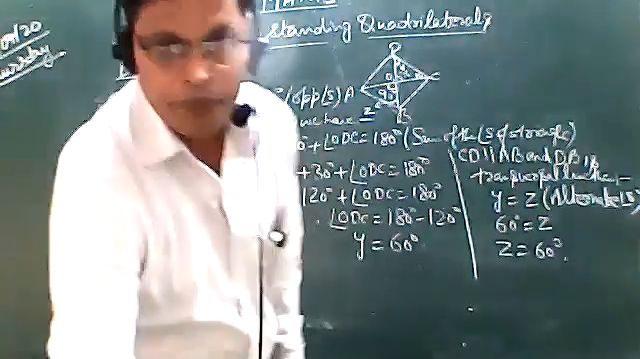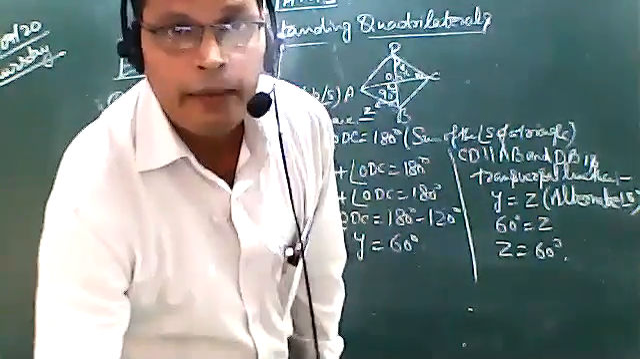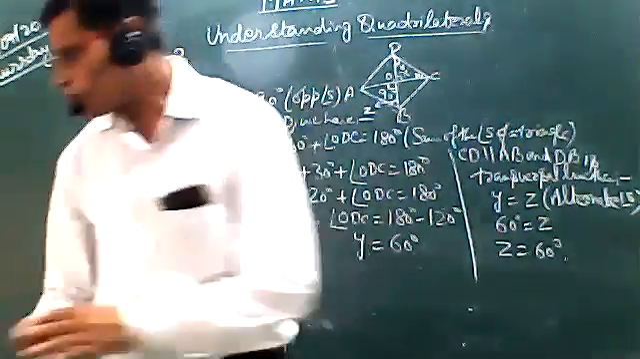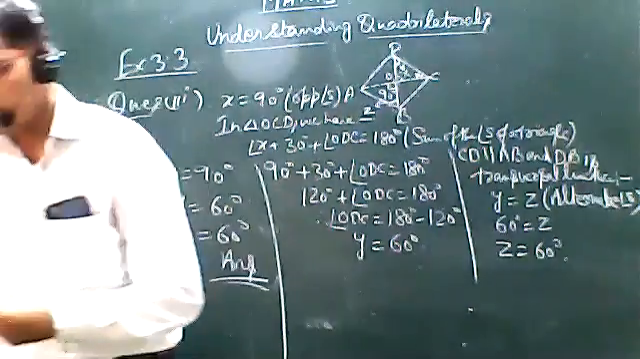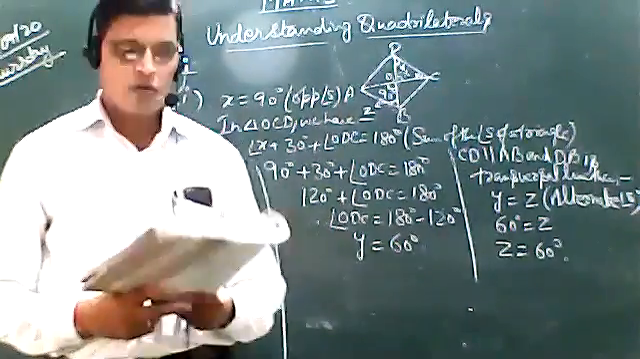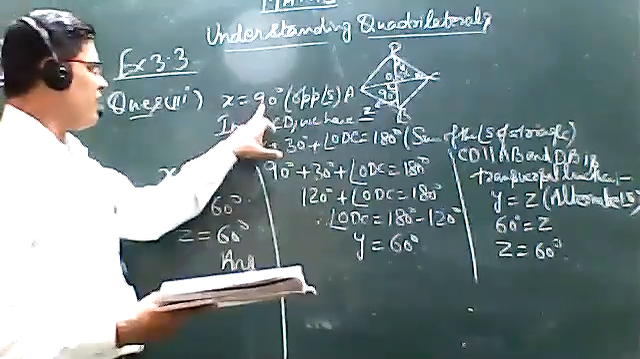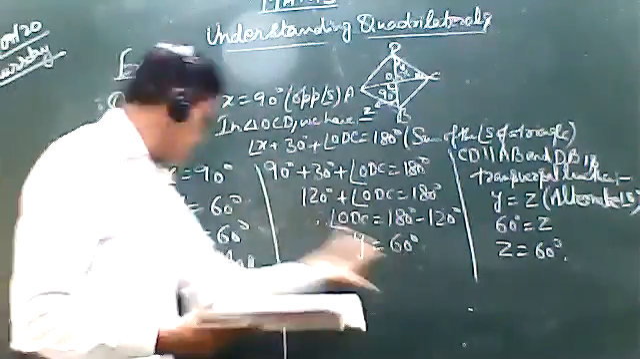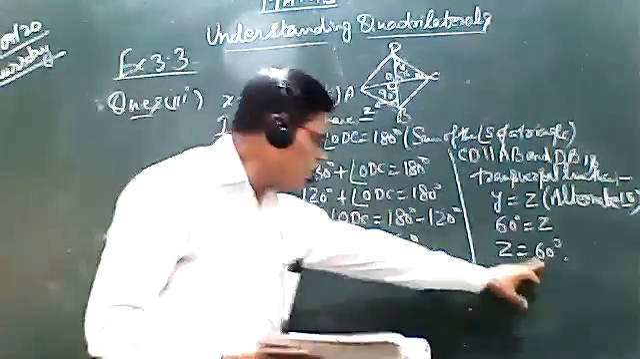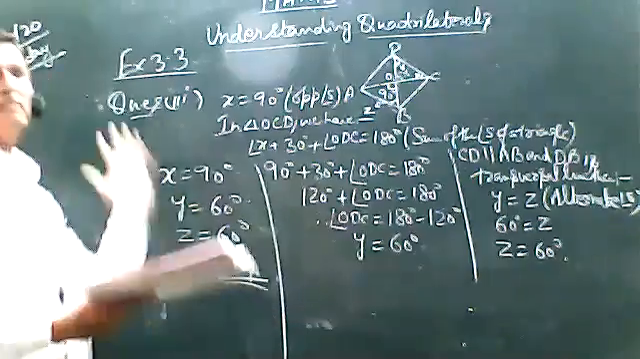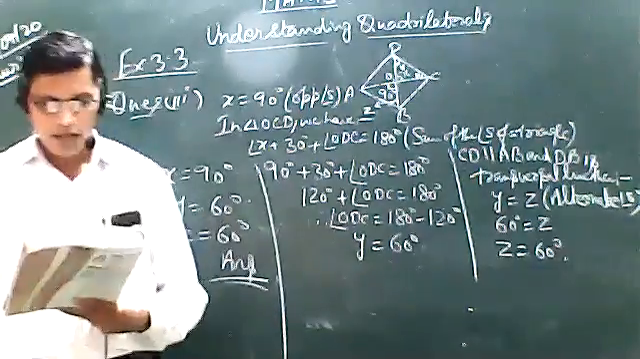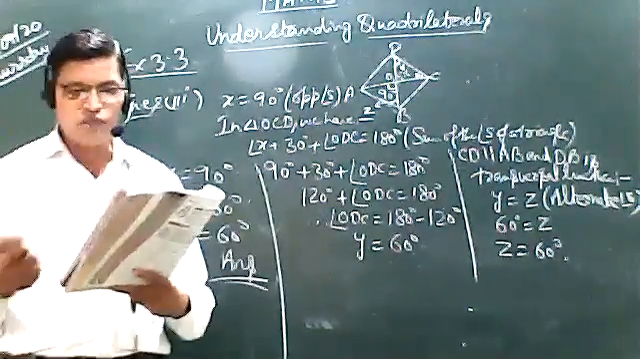Okay? Now, एक बार लास्ट वाला बता दीजिए. x की वैल्यू ये 90 है, y की वैल्यू ये 60 हमने लिखा है, z की वैल्यू ये 60 लिखा है, ये आंसर लिख दिए. Now the fourth part and fifth part you have done it.